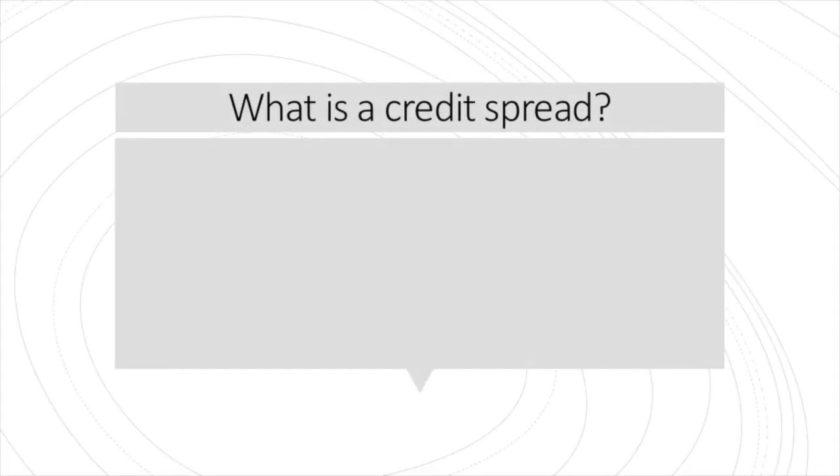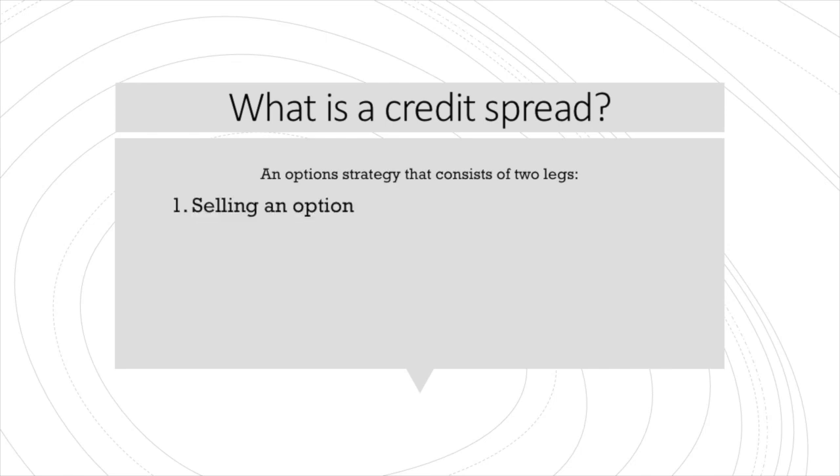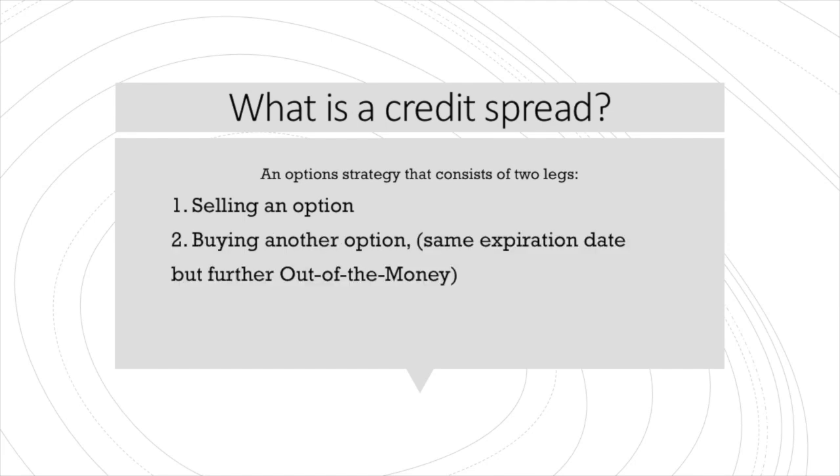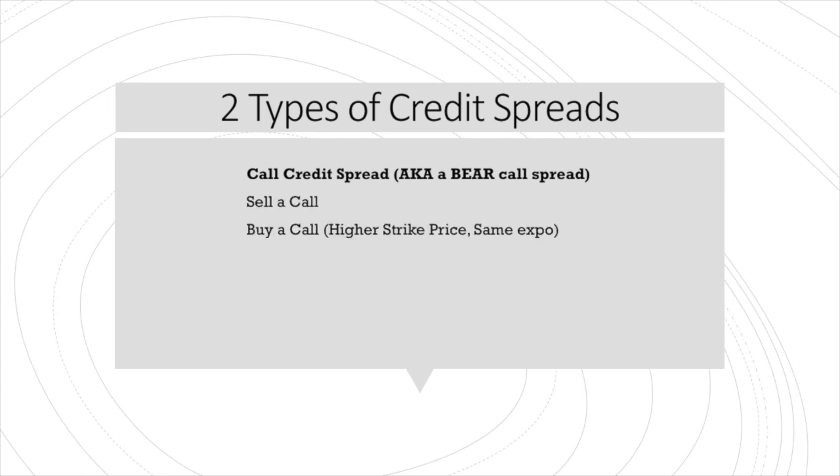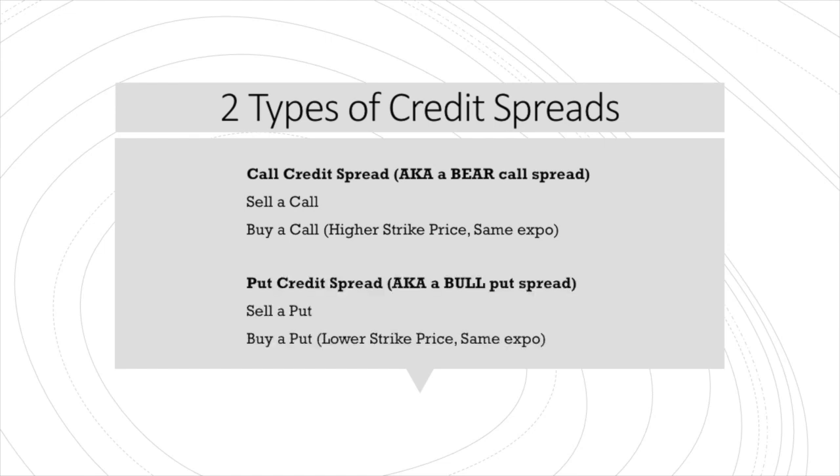Okay, so let's just start by defining what a credit spread is. A credit spread is an option strategy that consists of 2 legs. You're selling an option, and then you're buying another option with the same expiration date but further out of the money. So there's 2 types of credit spreads. A call credit spread, which is also known as a bear call spread, where you're selling a call and then buying another call at a higher strike price but with the same expiration date. And a put credit spread is the opposite, and it's called a bull put spread.